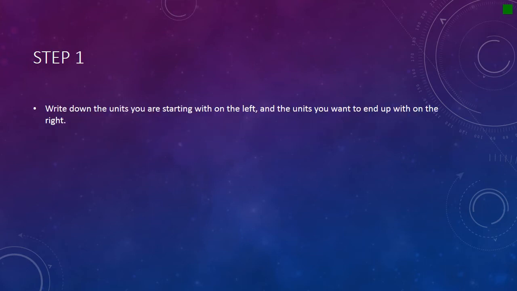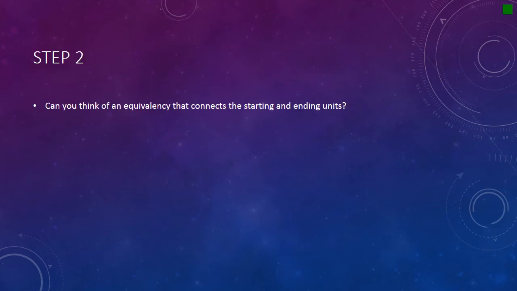We're going to write down our starting units, what we're going to start with, on the left and the units we want to end up with on the right. And that looks like this. We're starting with years and we're ending with days. And oftentimes there isn't an immediate step of equivalency that connects those. So you might have to do some intermediate steps.